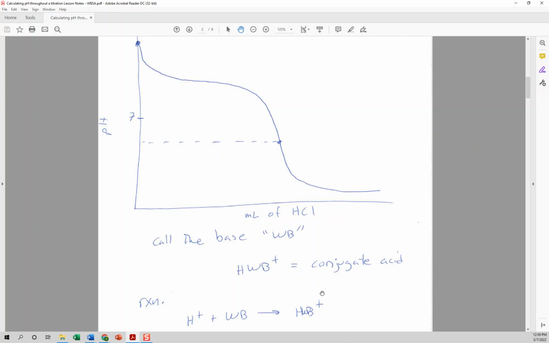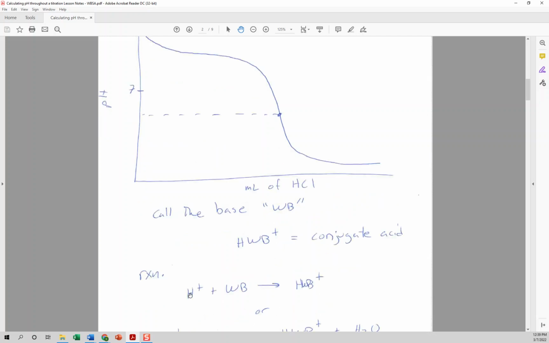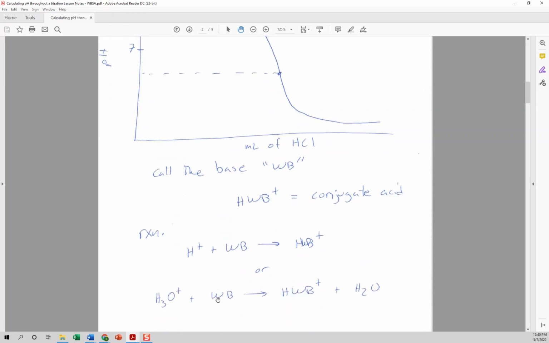So let's understand, as we start out with WB in our flask and we add H plus, this is the reaction that's going on, and it goes to completion, right? So the H plus from the HCl, we don't care about the chloride, will react with the weak base and form HWB plus. Or if you wanted to show it as hydronium instead of H plus, the hydronium reacts with the weak base to get HWB plus and water. Okay, so that's the reaction that's going on.